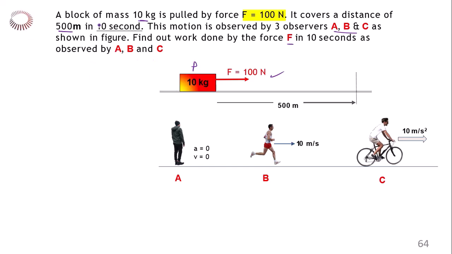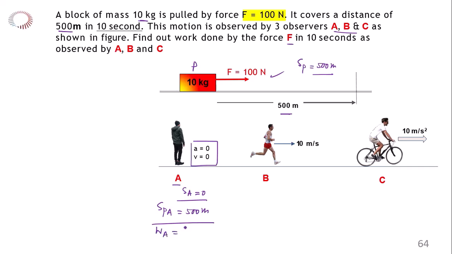So once you are applying a force, the particle is displaced by 500 meter. Very good. So that is the displacement of the particle P. Now with respect to A, A is at rest, acceleration is also 0. So corresponding to that, the displacement of A is also 0. So the displacement of particle P with respect to A is 500 meter. So work done by force as seen by the observer A should be equal to force into displacement of P with respect to A.